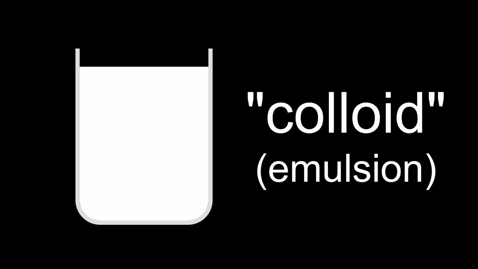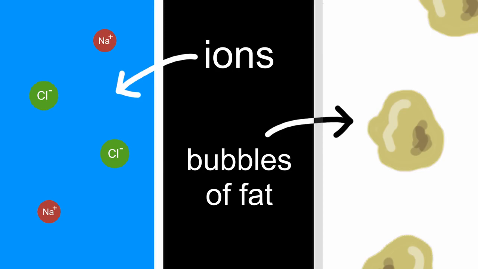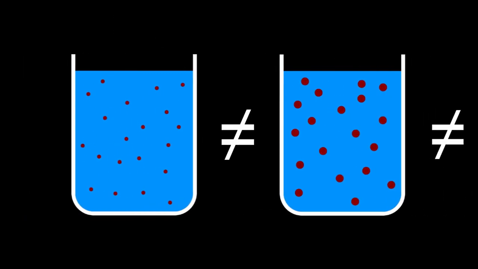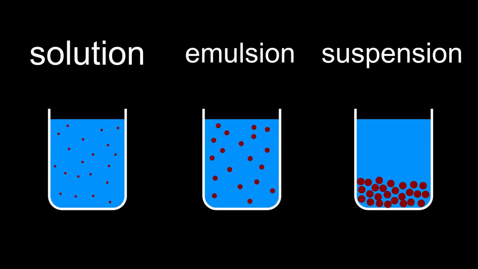Okay, well, what about milk? That looks the same everywhere, so it must be homogeneous. No, milk is something we call a colloid, or more precisely, an emulsion. The difference between salt water and milk is that the solute doesn't fully dissolve in the solvent, meaning there are bigger particles than in a solution, but smaller particles than in a suspension. This allows the particles to stay evenly distributed but not fully dissolved, placing them somewhere between solutions and suspensions.